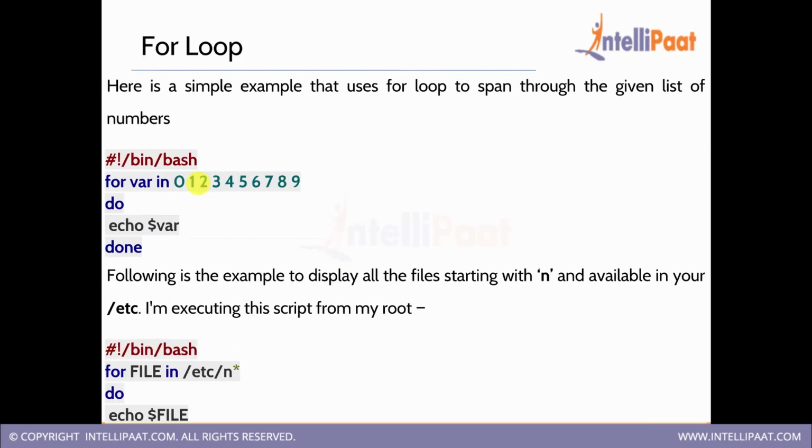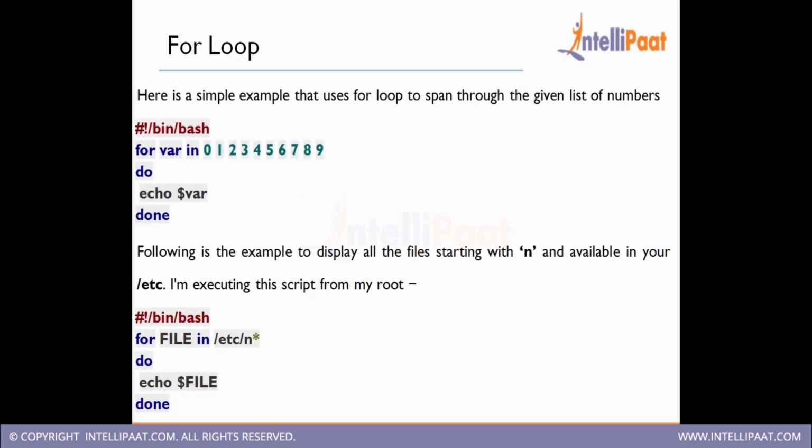So next loop is the for loop. The for loop here, we have a simple example to span through the given list of numbers. Like here we have a list of numbers 0, 1, 2, 3, 4, 5, 6, 7, 8, 9. So for loop, what it does, it reads each and every number in a list, number or names or whatever you type in a sequence, and then it can do operations on that.